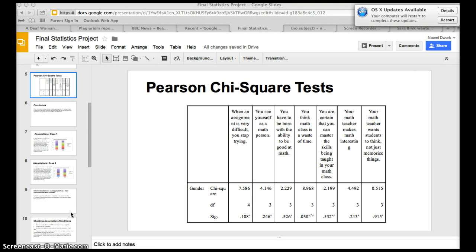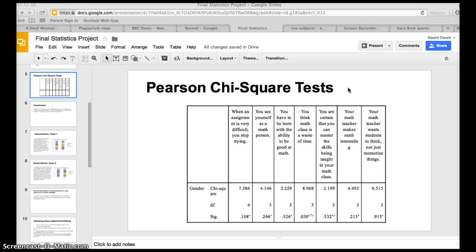So here's the graph of the results of our chi-squared test. So along the top we have each of the variables. Okay, sorry, Mr. Kelly. I got the giggles. Okay, along the top we have each of... sorry. I'm just gonna start over.